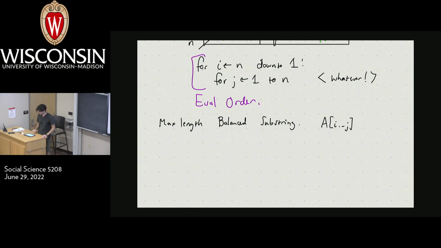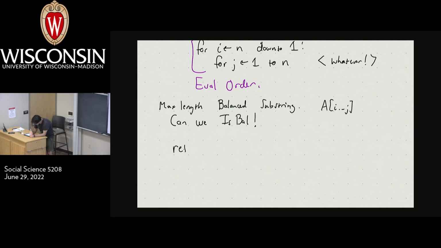So how can I find in my array the subarray of longest length that is balanced? And we're going to reduce it to is balanced. So you have is balanced that you can use for free. So how could you compute this? Yes, we're going to try them all. Here's the algorithm in one line.